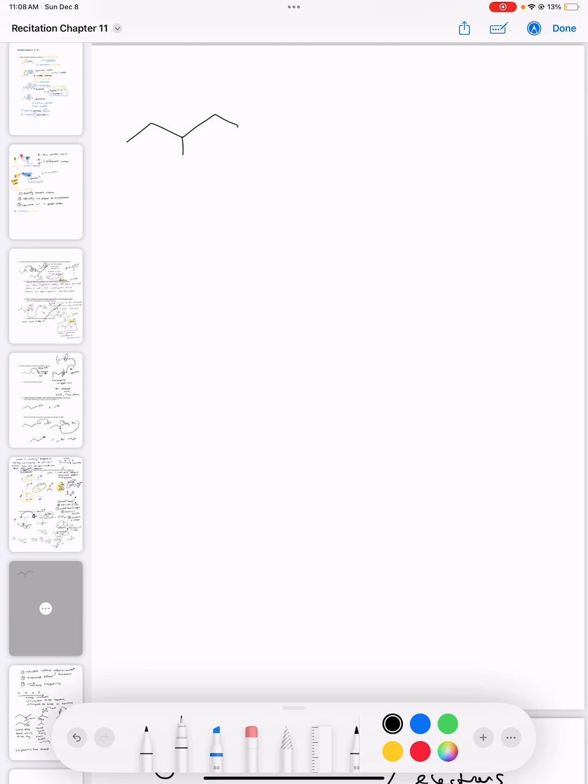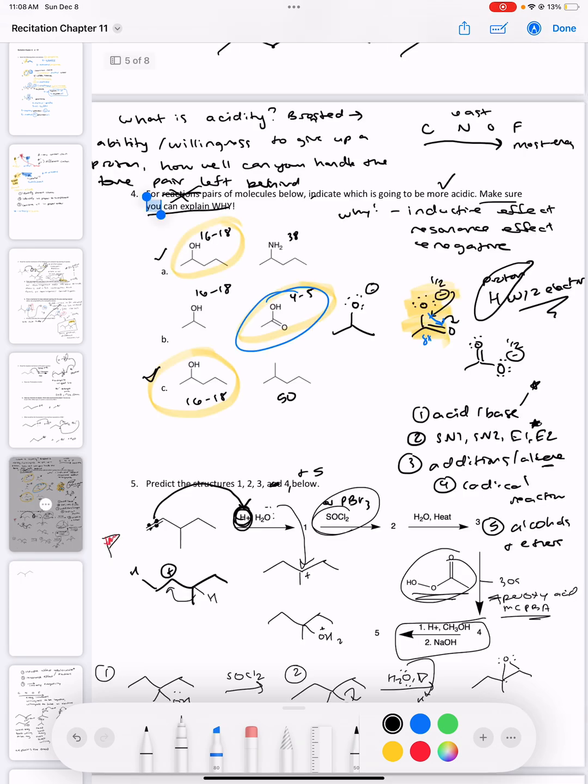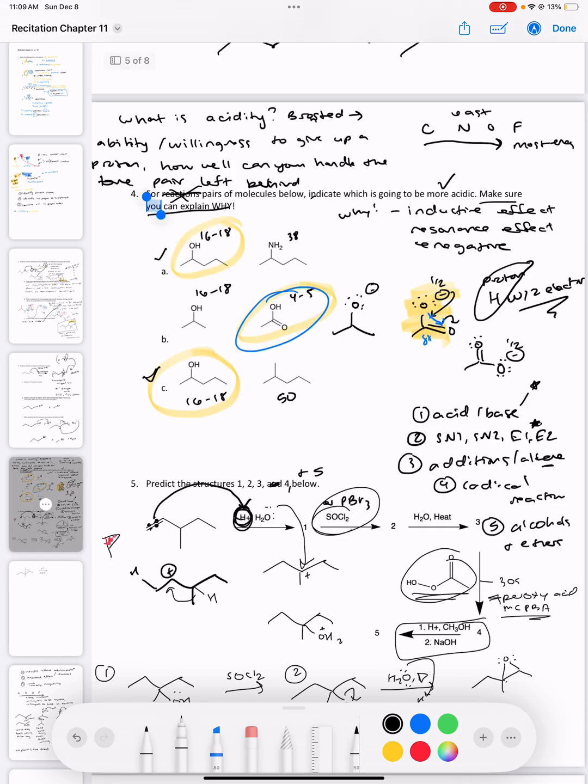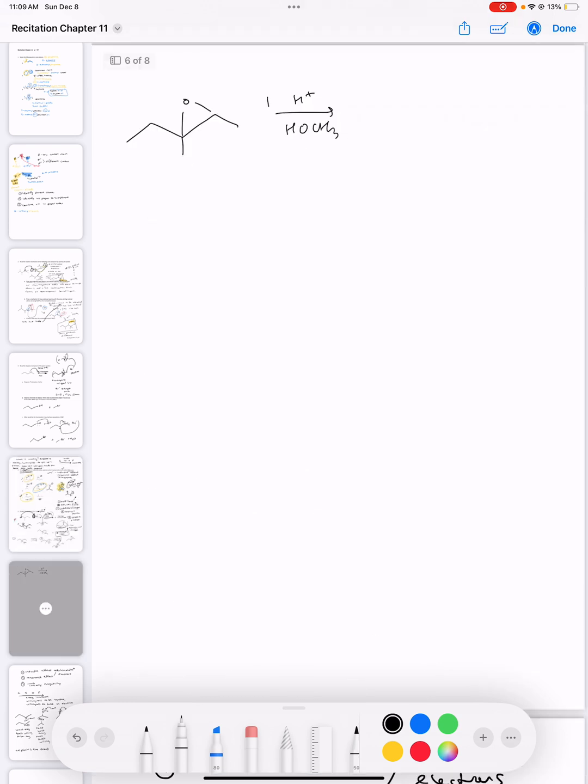Did I get that structure right? Yes. And this is acid catalyzed ring opening of epoxide with HOCH3, I believe. Is that right? And then base. So this is the first step, and the second step is NaOH.